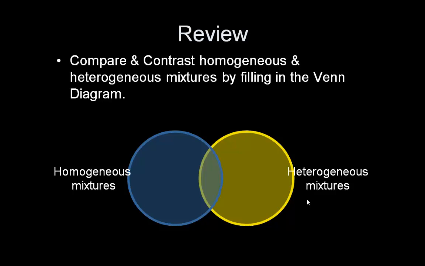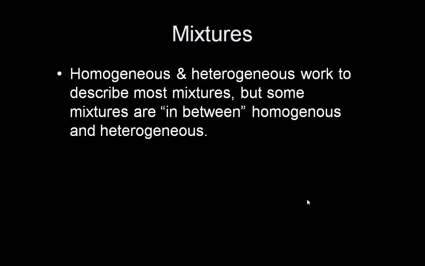So both mixtures are made of more than one substance. So it's not just pure water, it's water with something in it, for example, or milk mixed with something else. Homogeneous means it's the same throughout. Heterogeneous means it's different throughout. Now, this works for most cases, but there are some mixtures that are in between, not clearly homogeneous, not clearly heterogeneous. You may remember this from Unit 2. It was hard to classify some things.